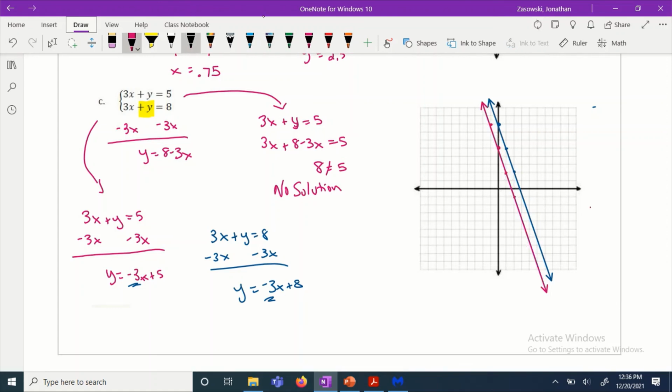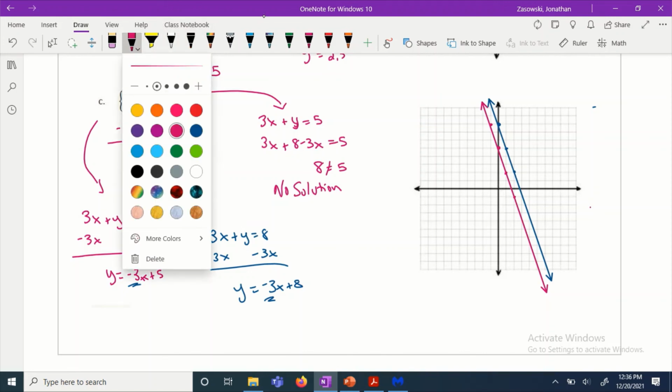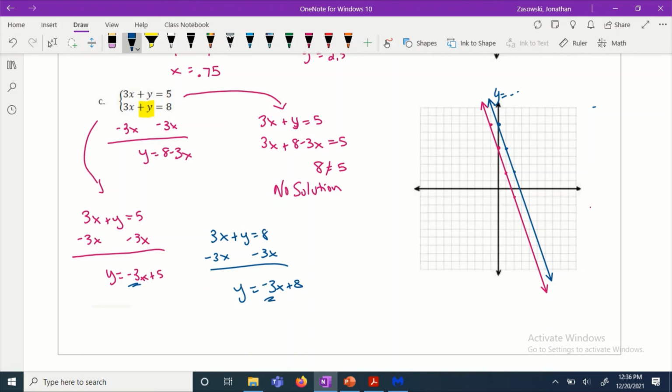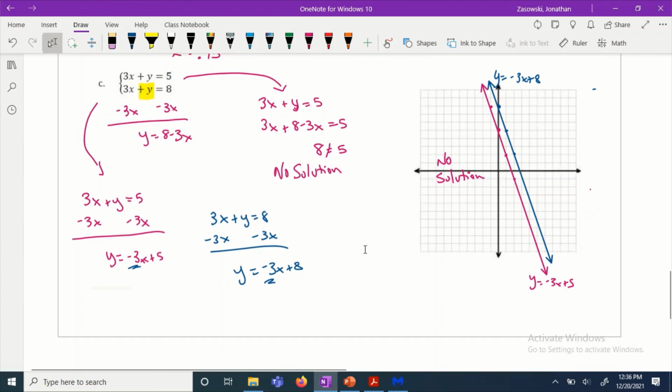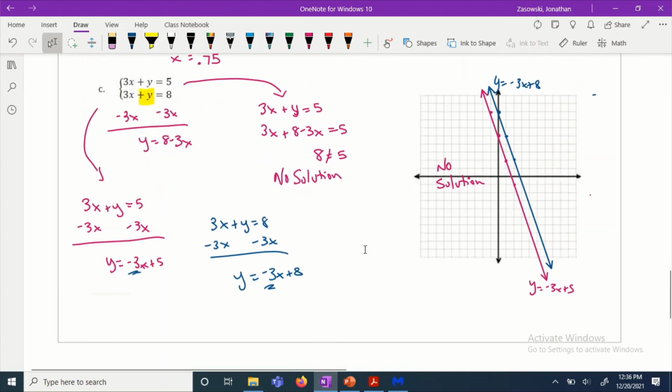So if you were doing it graphically, we would want to graph our lines, label the equations, and then just write no solution on the graph, okay? Because the slopes are the same. And when you do it algebraically, when you get this to happen, right, we still put no solution. We show that these aren't equal. We put no solution. Okay, so that's it for today.